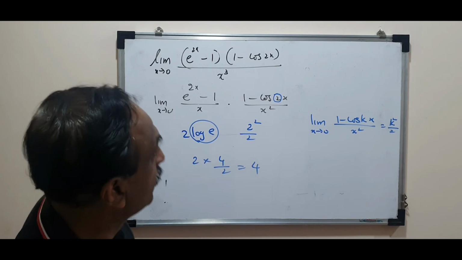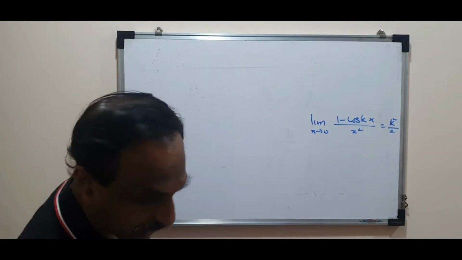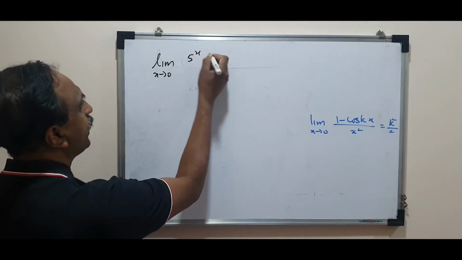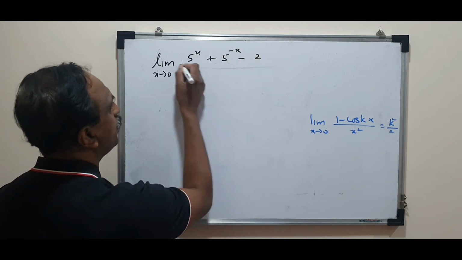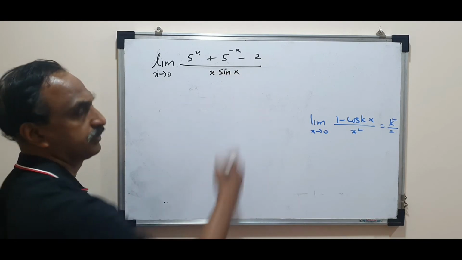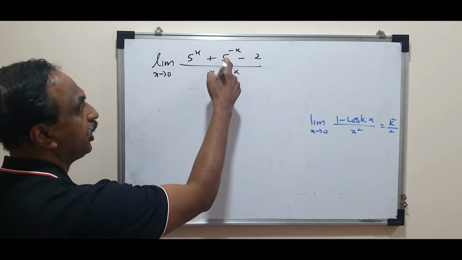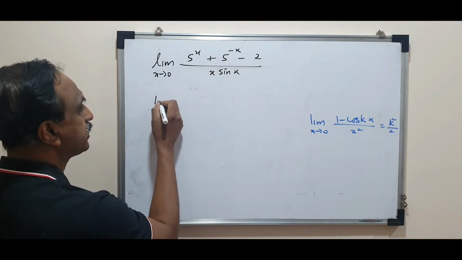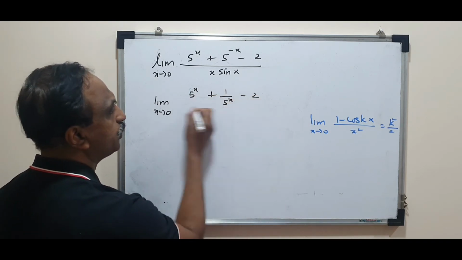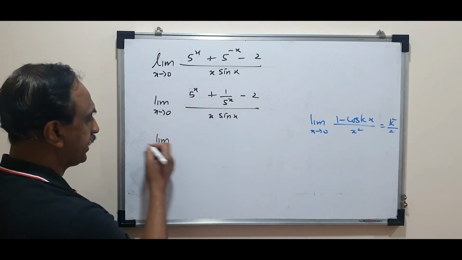Now let's have a look at some other question where we are going to calculate it in one step. Limit x tending to 0, 5 raised to x plus 5 raised to minus x minus 2 upon, let's say, x sin x. One method is you can apply the derivative method. Another method is, if you take 5 raised to minus x as 1 by 5 raised to x, minus 2 upon x sin x. When you take the LCM, it will turn out to be a perfect square.